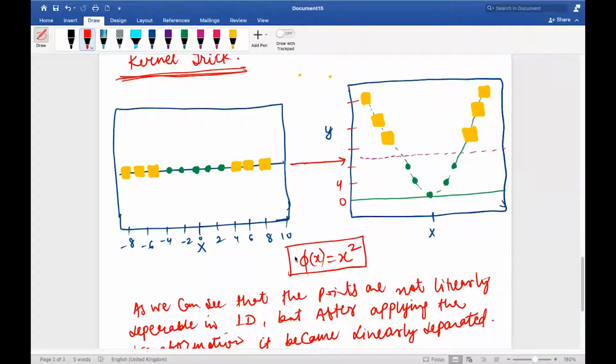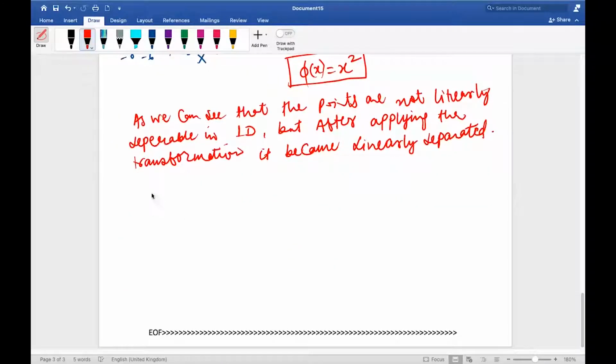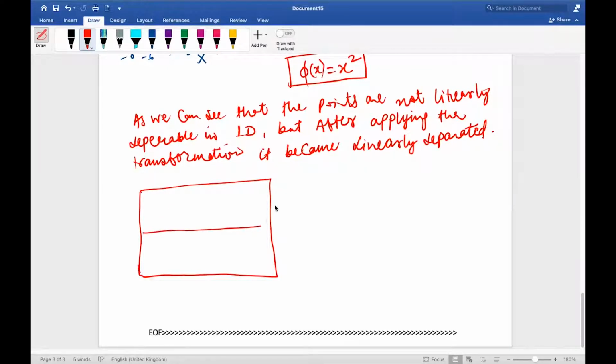Correct. Even now, I won't define the kernel trick. Let me just show you another example. Let's say I have a different set of points, again in one dimension, like this.